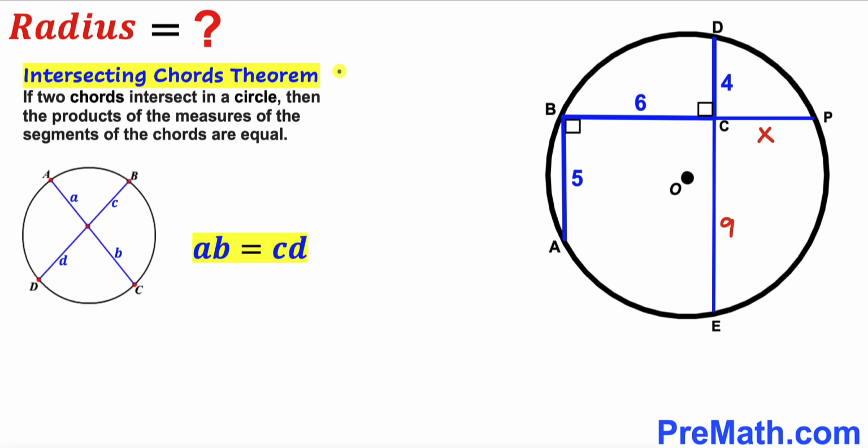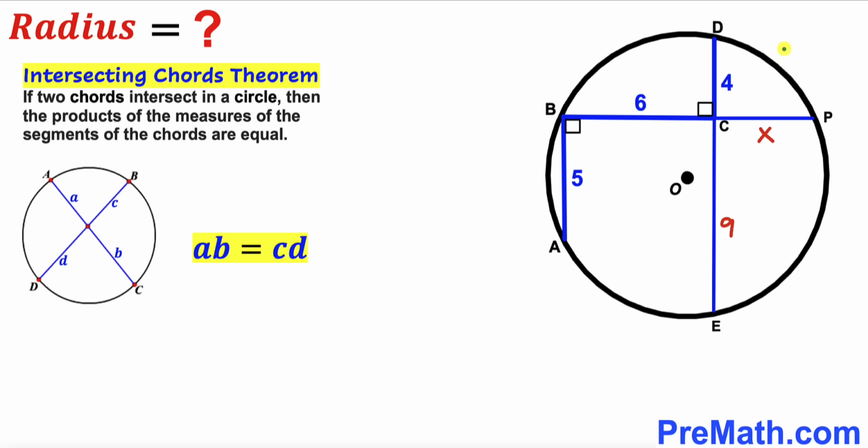And now let's recall the intersecting chords theorem. According to this theorem, if two chords intersect in a circle, then the products of the measures of the segments of the chords are equal, as you can see in this given diagram. Here we got these two chords AC and BD, and they intersect each other at this point. And as a result, we are ended up with this segment lowercase a, this segment lowercase b, this segment lowercase c, and finally this segment lowercase d, such that the product a times b equal to the c times d.